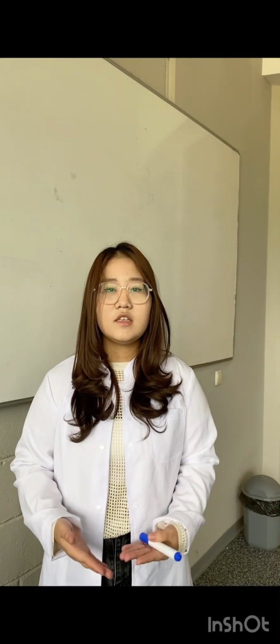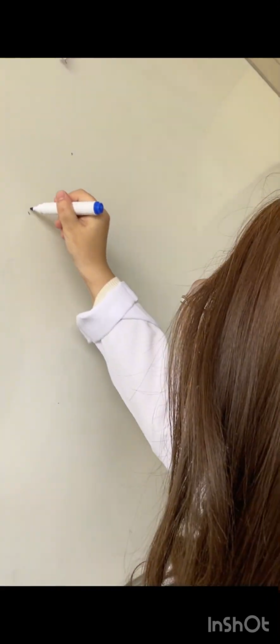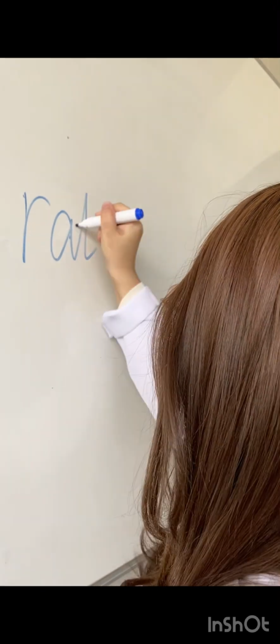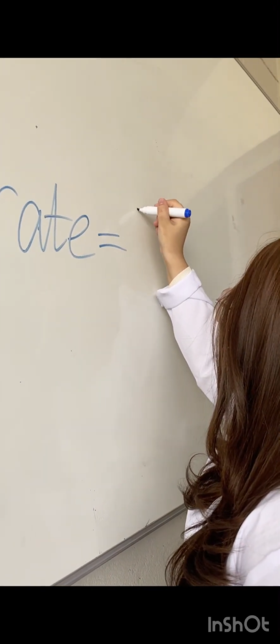What is the reaction rate and formula? Rate of reaction equals the amount of reactant used divided by the time taken for the consumption of the reactant. Rate equals constant.